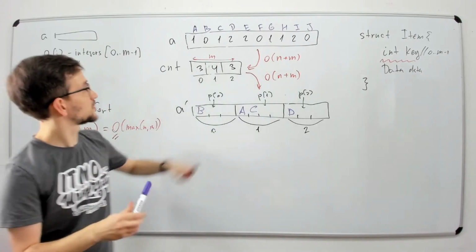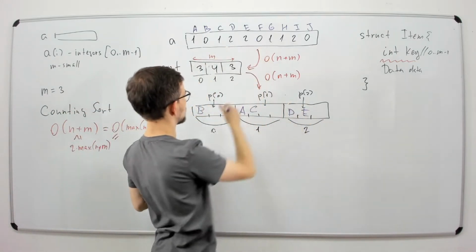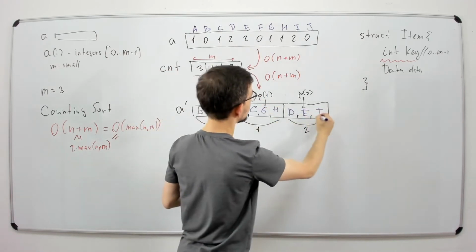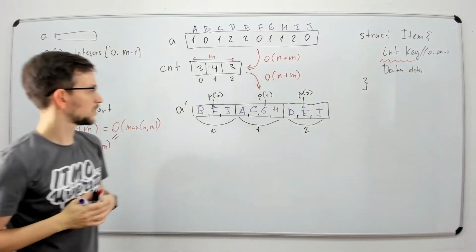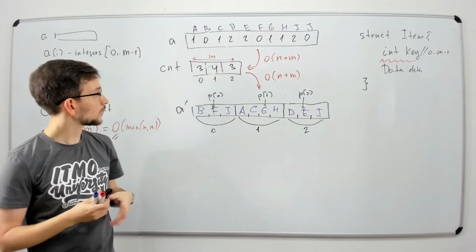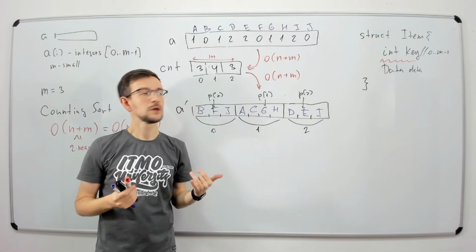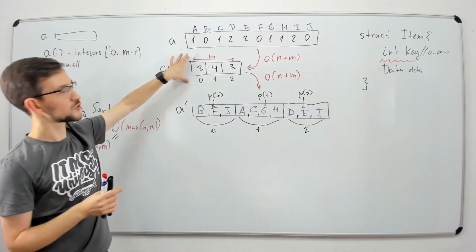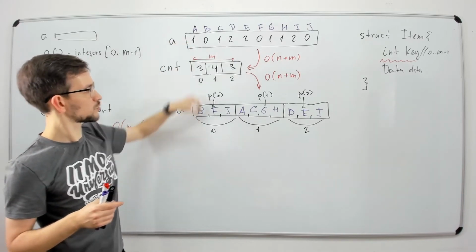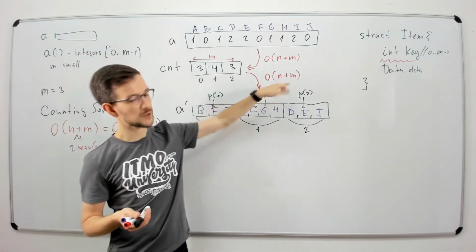So let's finish this. So we got D goes here, E goes here, F goes here, G goes here, H goes here, I goes here, and J goes here. And in the end, we have the sorted array. That's all. That's how the count sort works. You get the initial array, get the array of counters, get the result array, and then put the elements into corresponding buckets of the result array. That's all. Total working time is n plus m.